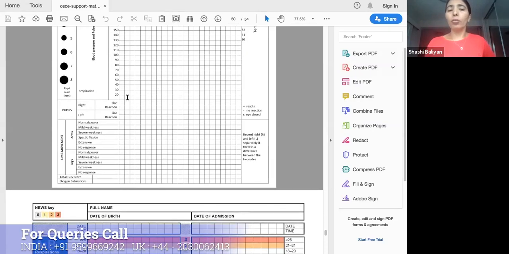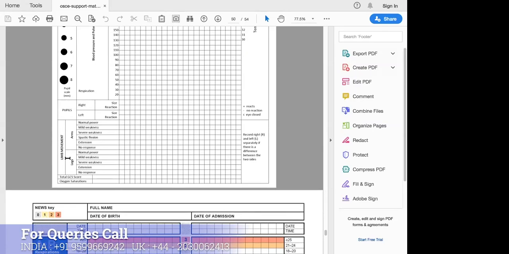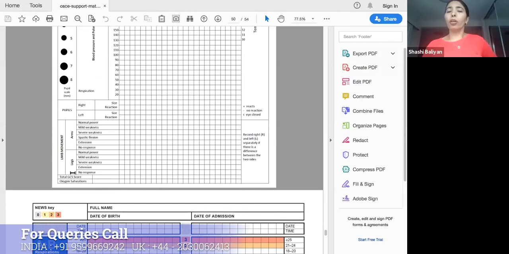Then you do the motor. So you are going to check the motor system as well, where you are going to check their limbs. So you are going to check that there is normal power in both the limbs, or whether there is any weakness, in the upper arms as well as the lower arms. Okay, and you are going to write a total GCS score over here, and you are going to write the oxygen saturations.